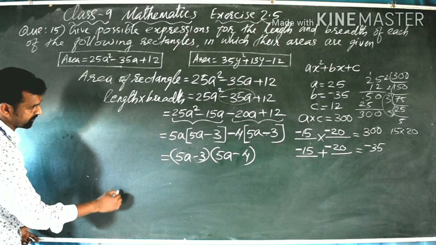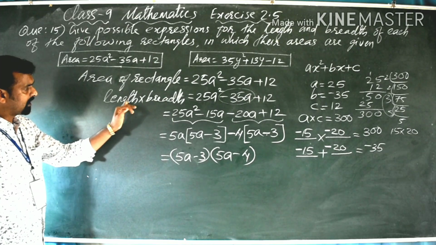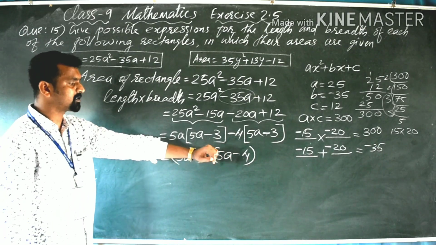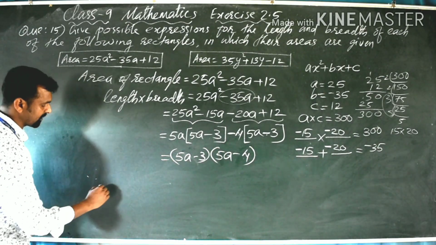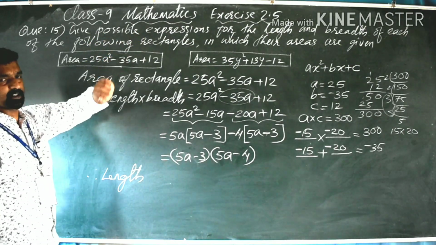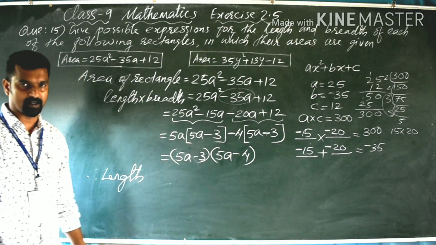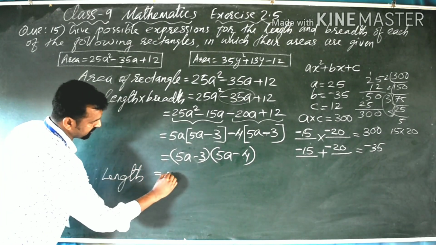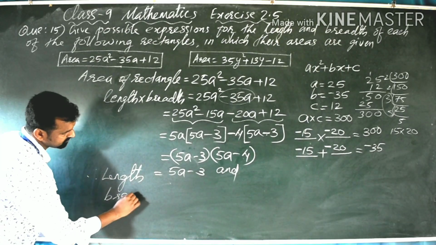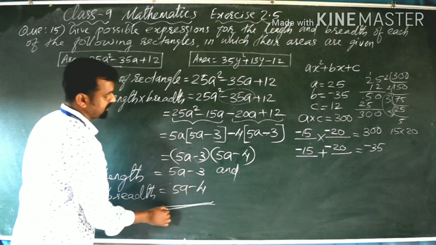Therefore, here you see, area of rectangle is equal to 25a square minus 35a plus 12. What is the formula for area of a rectangle? Length into breadth. Then here we got 5a minus 3 into 5a minus 4. Therefore, the question was to give possible expressions. It is possible to have length equal to 5a minus 3 and breadth equal to 5a minus 4. That is the answer.